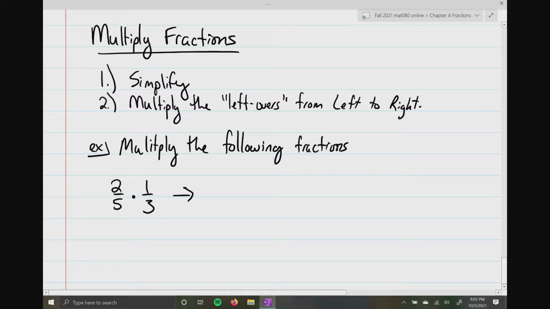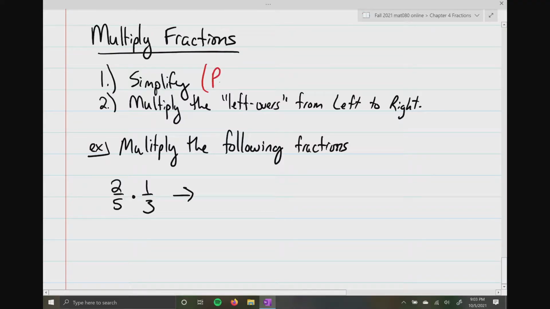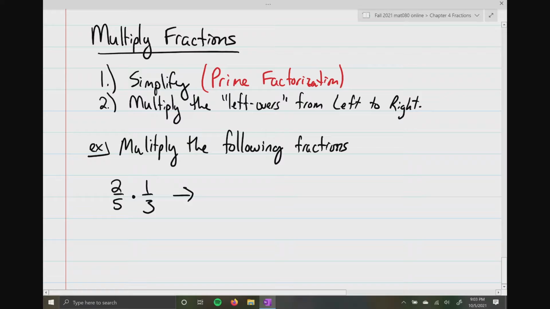Well, remember, you want to simplify first. And another word for simplify, hopefully you're looking at your screen right now at step 1, is prime factorization. That's what you need to do first. So, let's look at our first fraction. 2/5. Well, the 2 is prime, the 5 is prime, so I rewrite it. Now, the second fraction is 1/3. 1 is not prime, and it's not composite. 1 is 1. So just rewrite the 1, and 3 is prime.